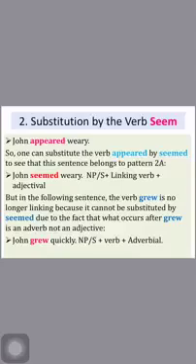Okay, number 2, another test. If the verb can be substituted by seem, then the sentence belongs to pattern number 2. For example, John appeared worried. Here we can substitute the verb appeared with seemed to see that this sentence belongs to pattern number 2A. So we say, John seemed worried.